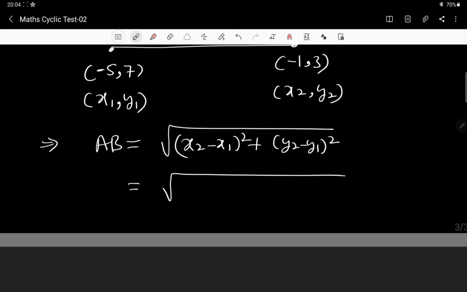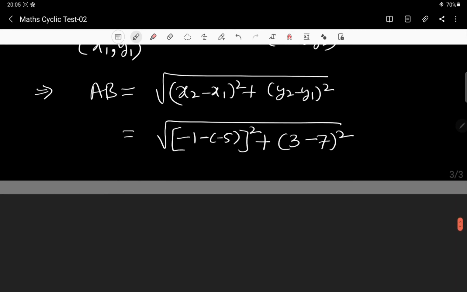So under root, x2 is minus 1, x1 is minus 5, no? So minus of minus 5, then it becomes whole square, plus (y2 minus y1) whole square, where y2 is 3 and y1 is 7, so 3 minus 7 whole square. Just to clarify one more time, x2 is minus 1, I have placed it here, minus x1 is minus 5, so that is like minus of minus 5.